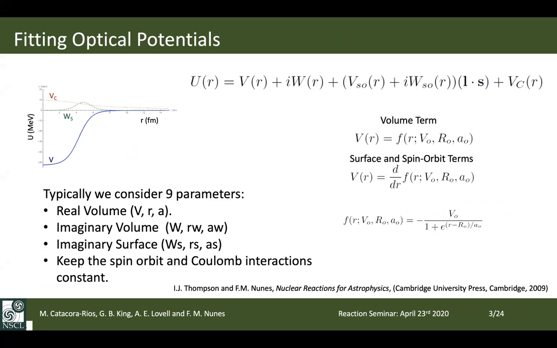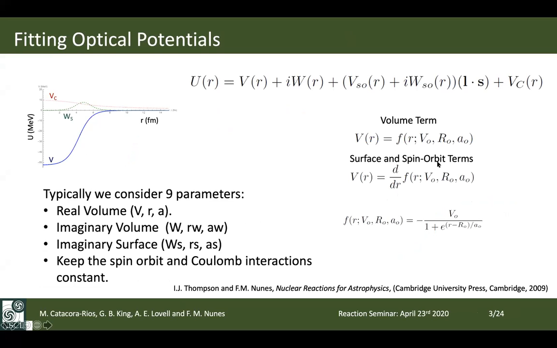So what are these optical potentials? These optical potentials have a Wood-Saxon shape and a derivative of Wood-Saxon shape, as well as a Coulomb function. Wood-Saxon potentials are characterized by three terms: depth, radius, and diffuseness.